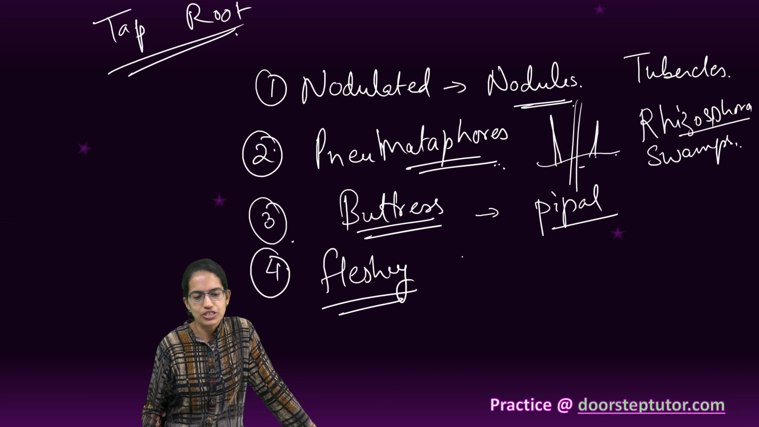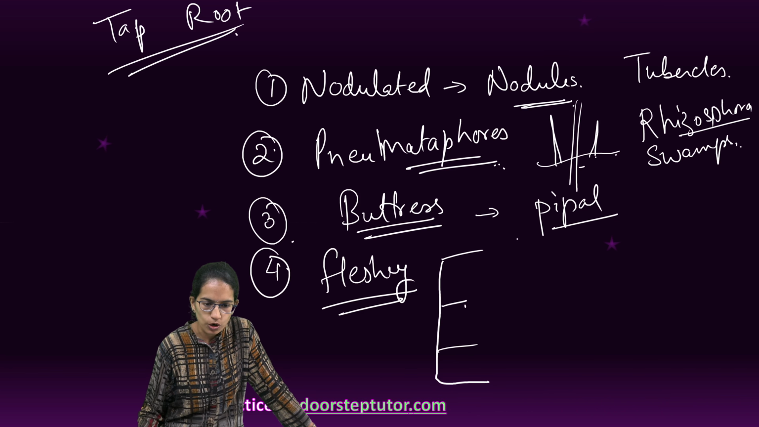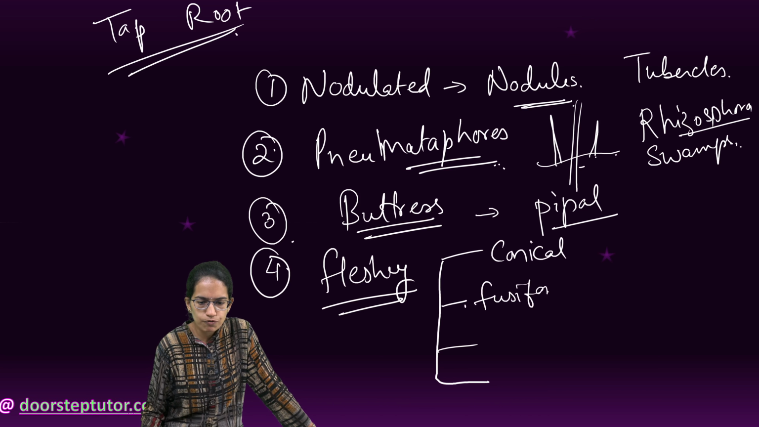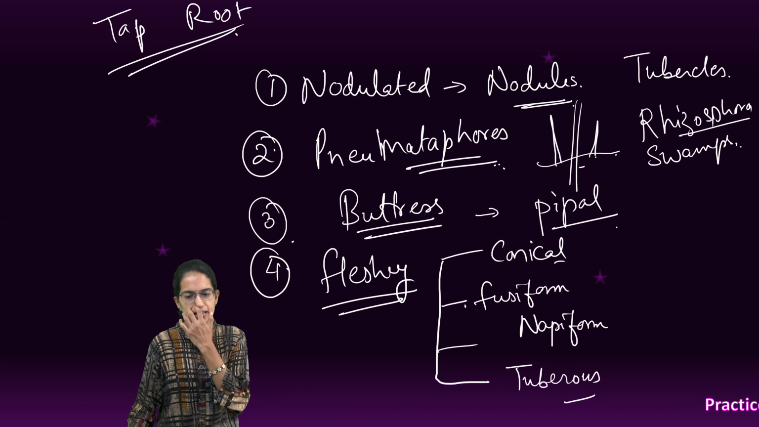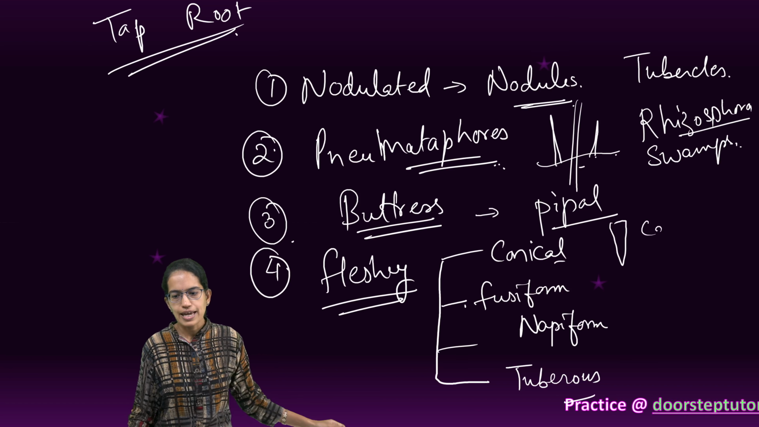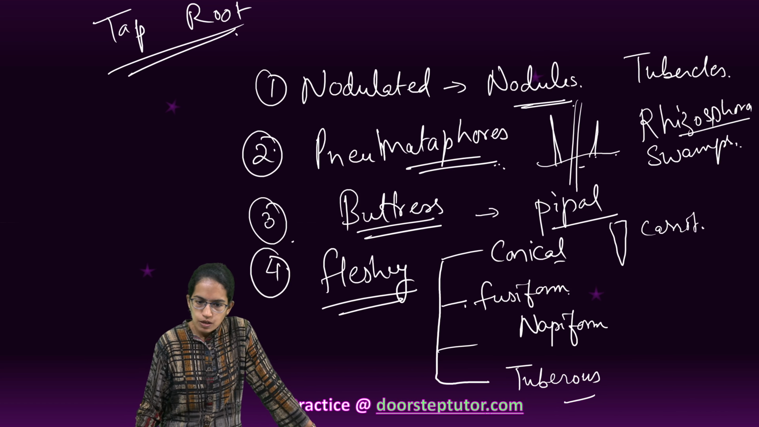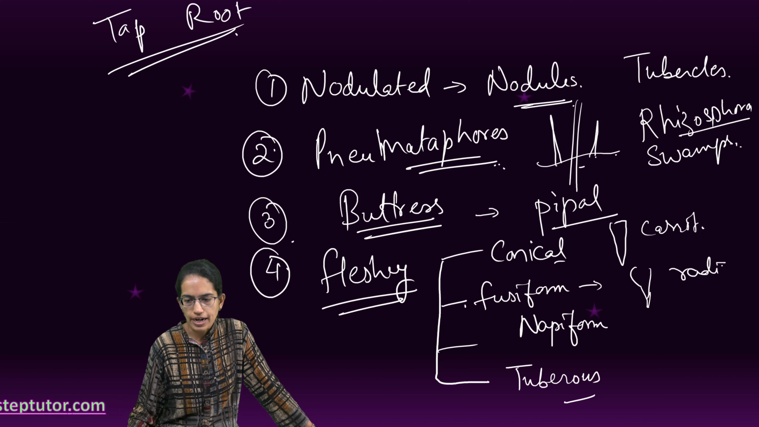Now again, the fleshy roots can be further classified into 4 different types. Let's understand those. Those are conical, fusiform, napiform and tuberous. What is the difference? Conical is cone shaped. Carrot is a good example of the conical one. Fusiform is thick in the middle and then thin suddenly. A good example is the radish root.